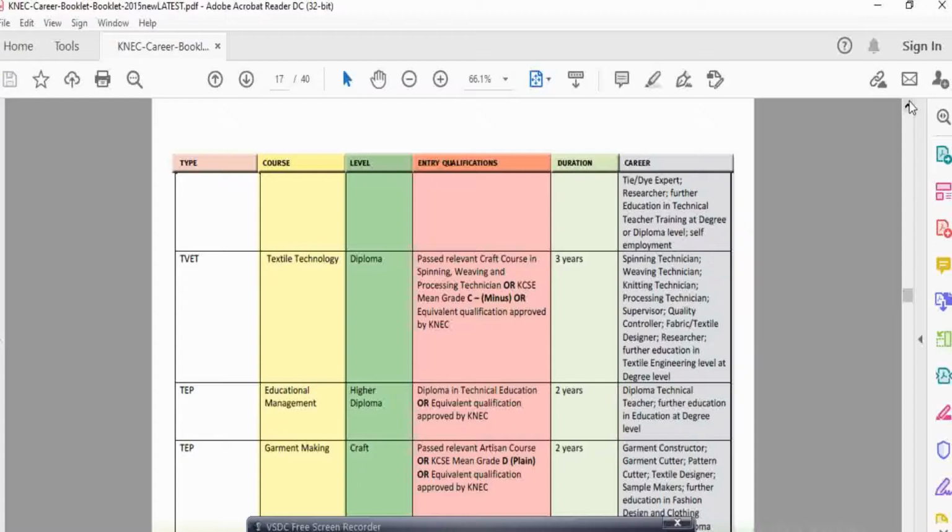But what I would like to insist is that there is need for research for careers. Don't enroll in a course because everybody is doing it. Don't enroll in a course because you heard somebody succeeded in it, but do research, do due diligence before you join a course.